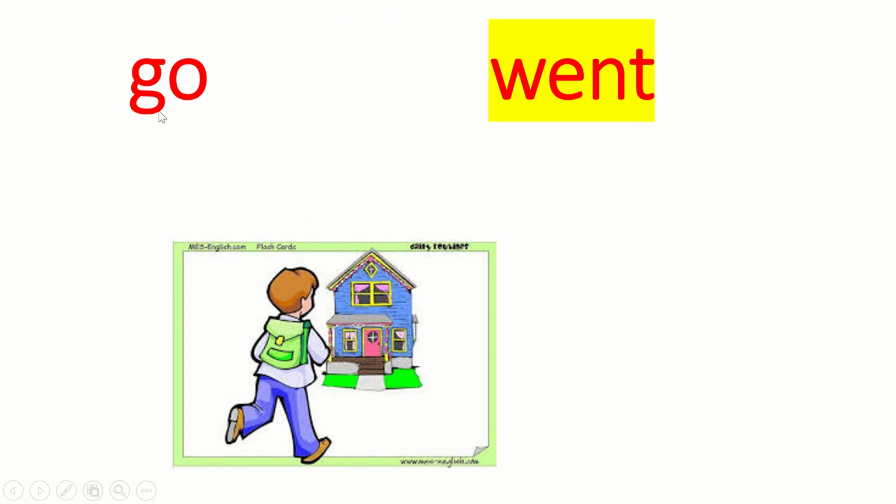Look at the word go. Look at this boy. This boy goes to school or he goes to his house, right? طيب, if I want to talk about this boy and this happened yesterday, what do we say? The boy went to the school or the boy went to his house. So go changes in the past into went.